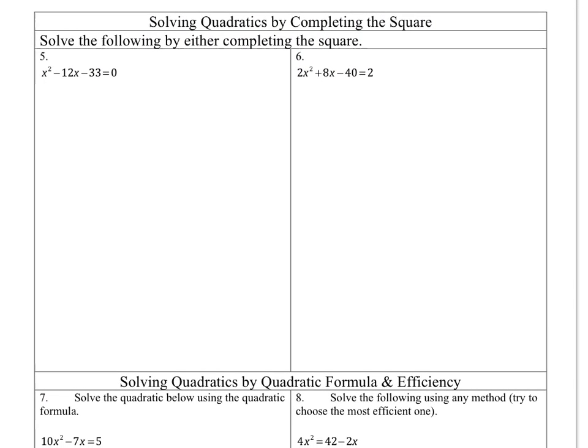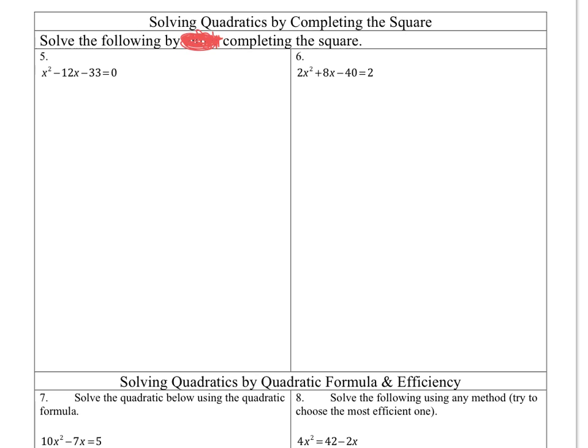I wonder what method I should use. Ooh, this is nice directions. Solve the following by either completing the square. No, solve the following by completing the square. That either word should not be there. That is a typo, sillies.